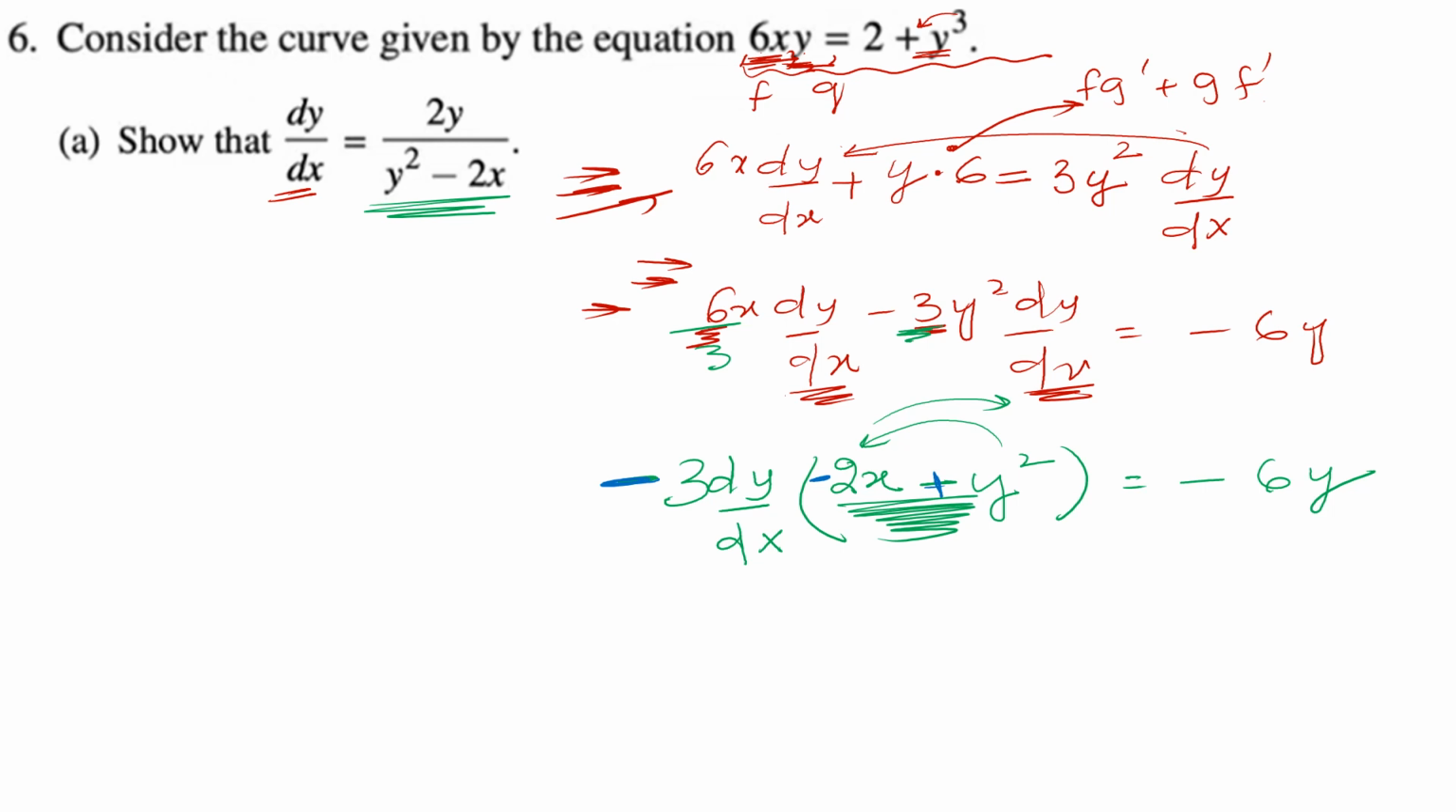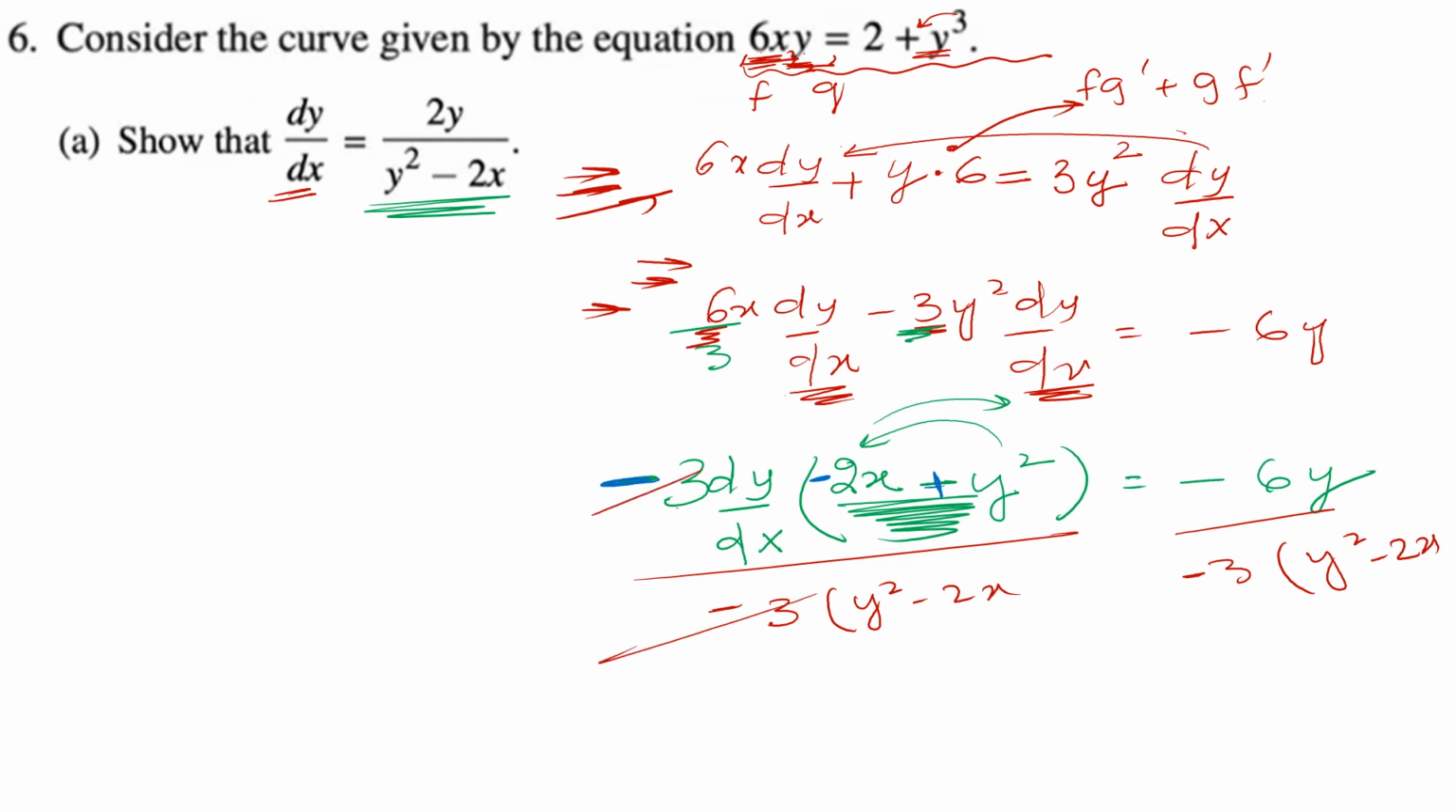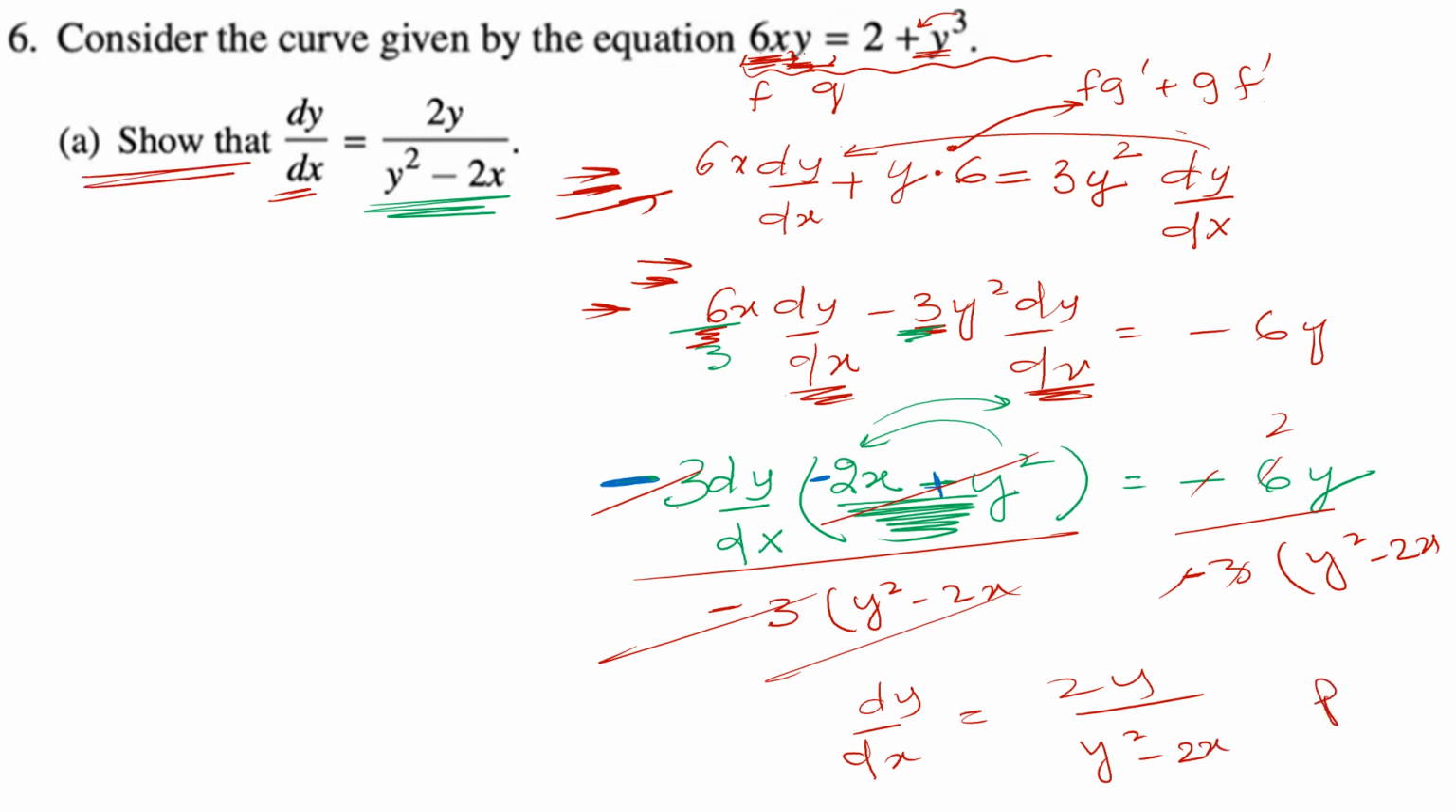Now divide both sides by 3 and y^2 minus 2x. Here also 3 and y^2 minus 2x with the negative 3. So this cancels, negative negative cancel, and this will give us 2. So you will get dy/dx equals 2y divided by y^2 minus 2x, which is the same as this equation. So in the end you can write it as proved.